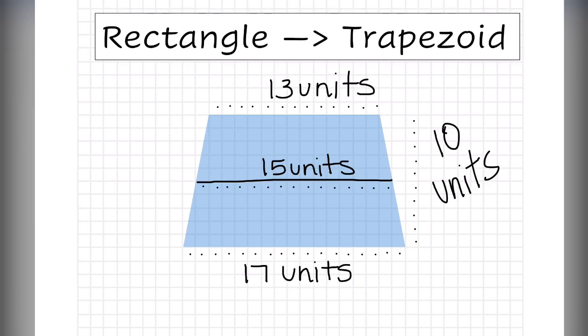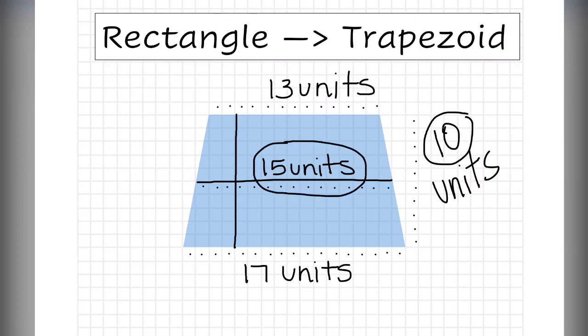Going back to the idea of base times height, we're going to look at the height of the trapezoid. We never changed or adjusted the height, so it's going to stay 10 units. However, we did find the middle of 13 and 17, which is 15. That would be the middle or the average base. So 15 times 10 gives me 150 units squared. Let's look at that again.